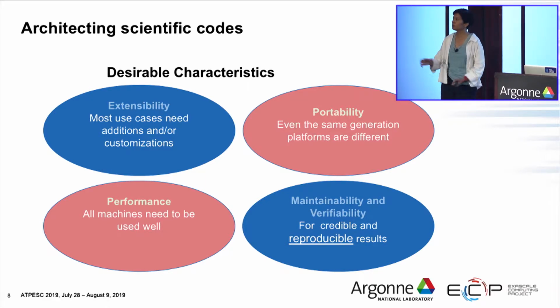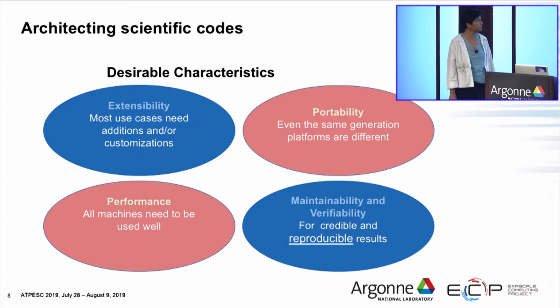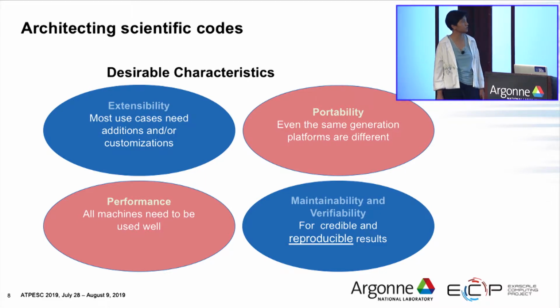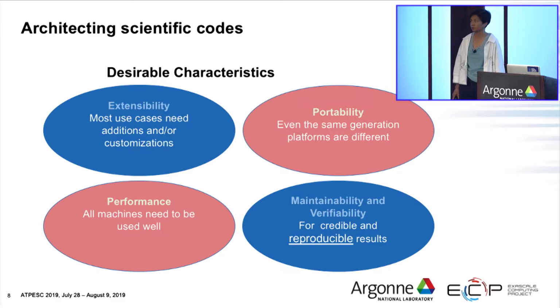So if you want to be one of those opportunistic people who want to be able to use cycles wherever they're available, you need to have portable code. Machines need to be used well, so you need performance. And of course, there is maintainability and verifiability for credible and reproducible results.